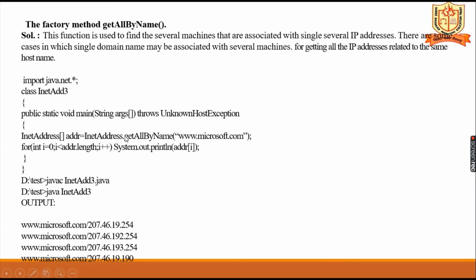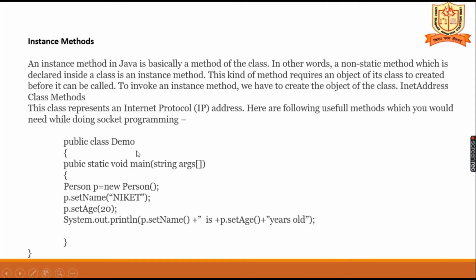Which method are you using? getAllByName. This is an array that retrieves the array of InetAddresses. Is it clear? So getLocalHost retrieves the IP address for a single machine. getByName retrieves the host name. getAllByName retrieves the array of IP addresses.